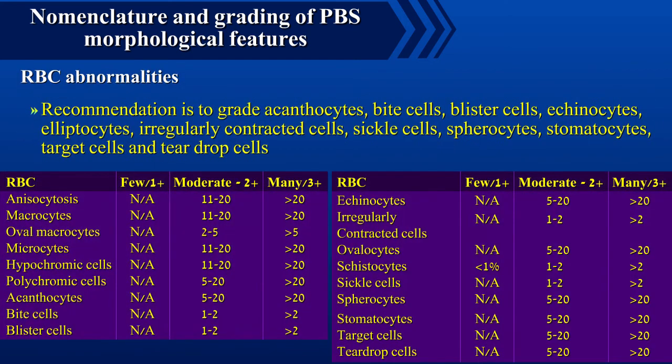The recommendation is to grade acanthocytes, bite cells, blister cells, echinocytes, elliptocytes, irregularly contracted cells, sickle cells, spherocytes, stomatocytes, target cells, and teardrop cells.